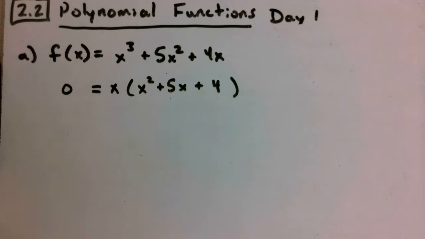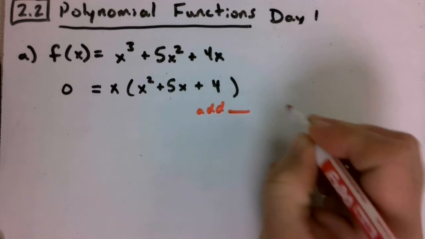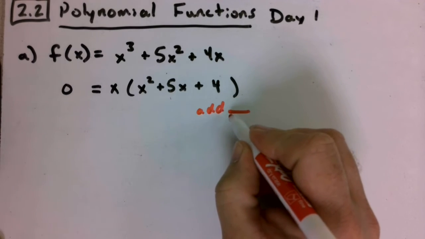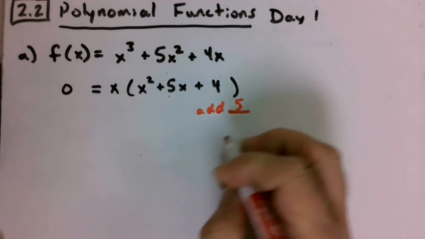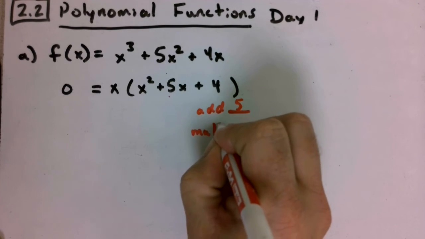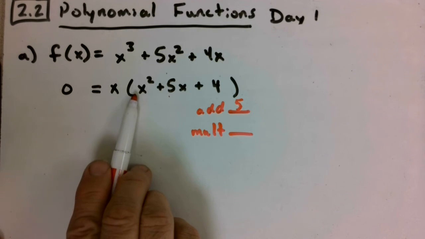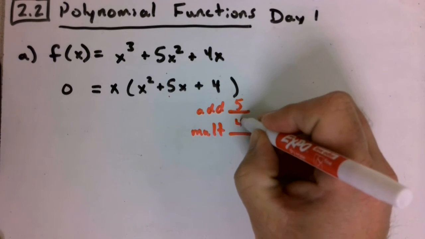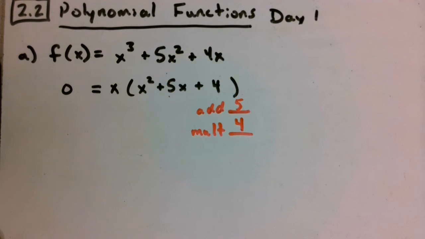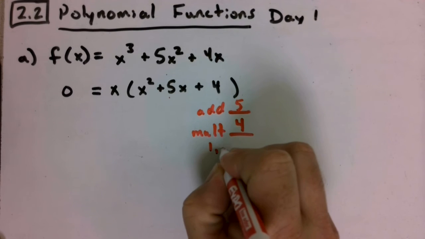I know with 3 terms, we should be trying the add multiply method. So I'm looking for 2 numbers that add to give me the middle coefficient, which is a positive 5, and multiply to give me the constant term on the end times the number in front of the x squared. So 4 times 1 is 4. If I can find 2 numbers that add to be 5 and multiply to be 4, then we'll be able to do some more factoring. And there are a pair of numbers that do that. Those numbers are 1 and 4.